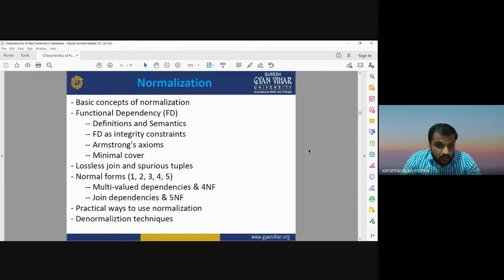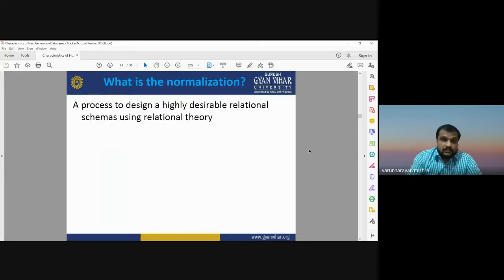It has some normal forms, numbered in the sequence 1, 2, 3, 4, 5. It has multi-valued dependencies like 4NF and join dependencies and 5NF. So there is a practical way to use the normalization process in a database management system, and there are also denormalization techniques present for that database.